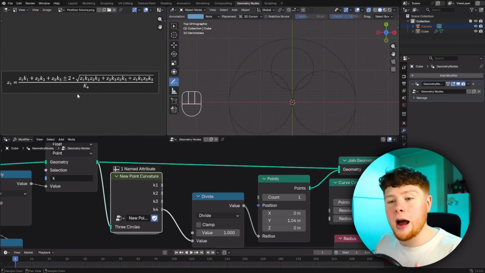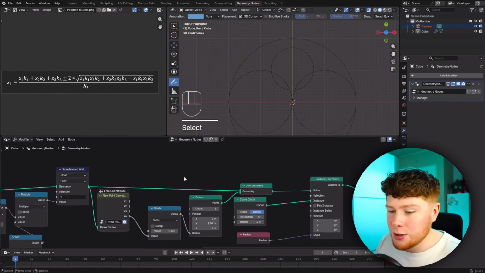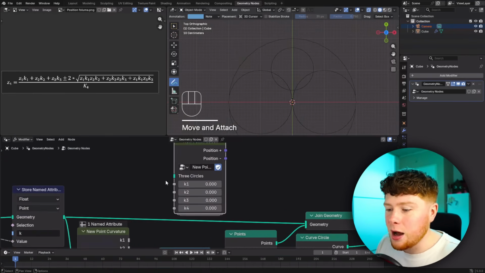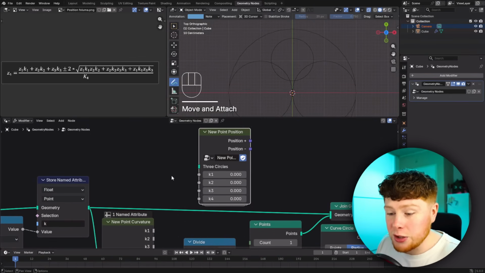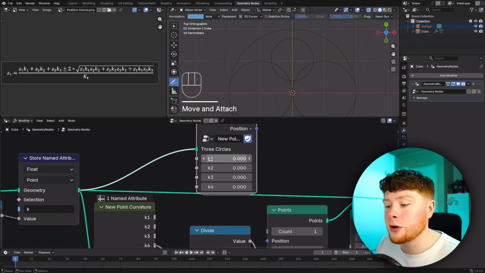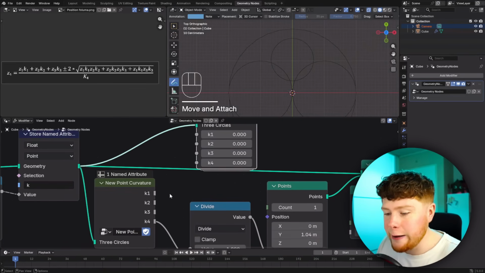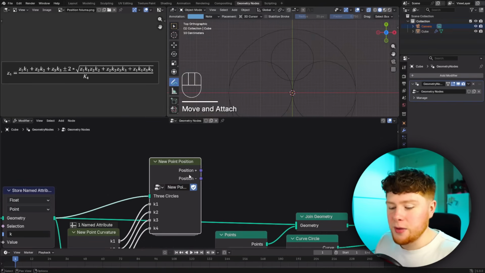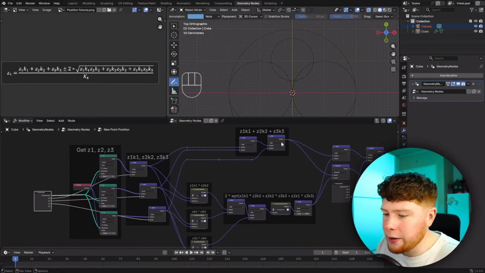And this formula I also already implemented as a node group in this Blender file. So if you do new point position, then you see this node also asks for the three circles. So let's connect that like so. But it also asks, of course, for K1, K2, K3 and K4. So let's connect all the four curvatures like this. Let me go inside of this node group by pressing tab. And then you see we have the entire formula over here.